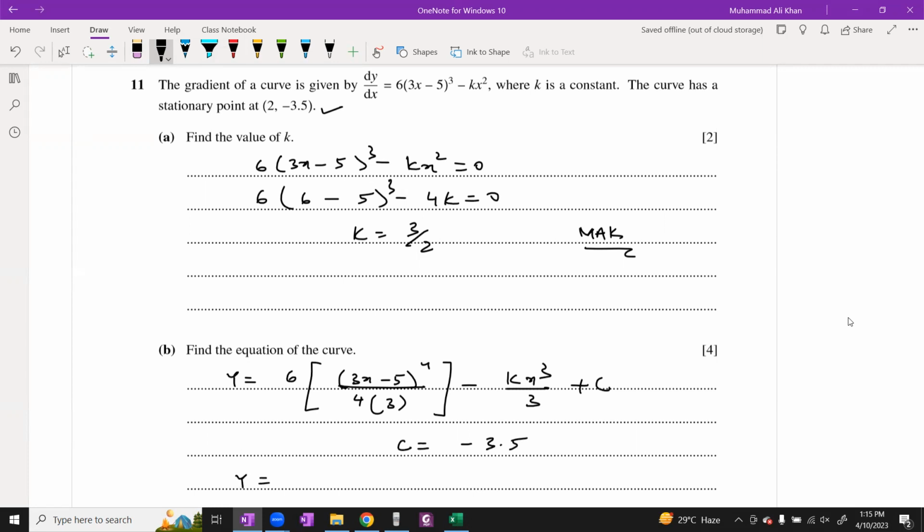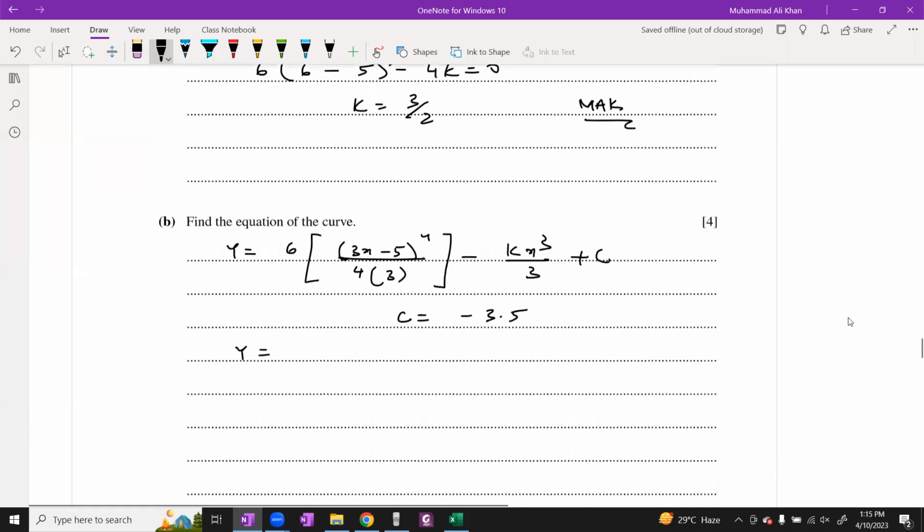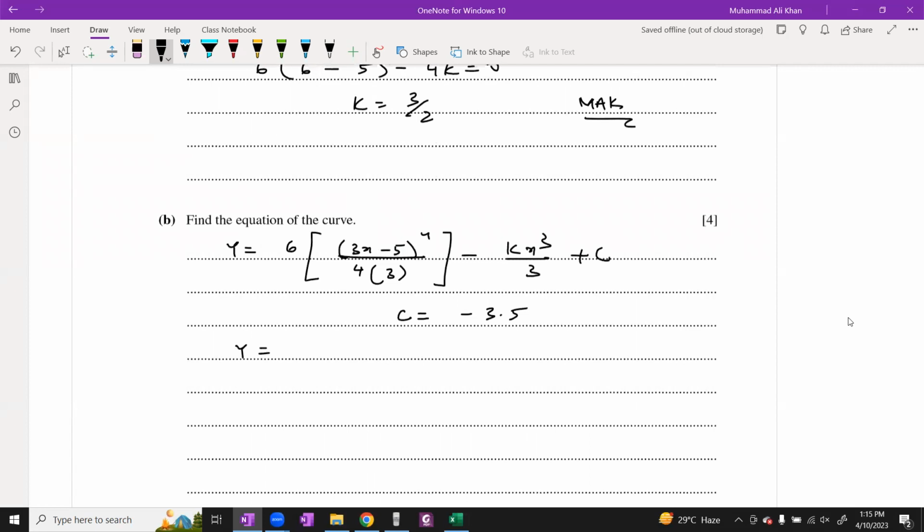Therefore, y equals to arrange karke thoda sa likhte hain isko. 3 2s are 6, 2 2s are 4, 1 upon 2, 3x minus 5 whole power 4, k ki value 3 upon 2, 3 and 3 cancel. So, x cube upon 2 minus 3.5. This is the equation of the curve.